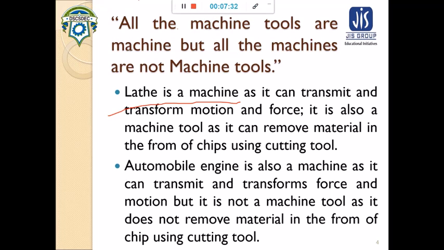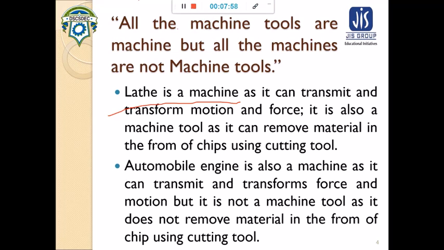But let us take an example of a machine, that is an automobile engine. In an automobile engine, what happens? The chemical reaction, the combustion, heat from the combustion will be converted to mechanical energy. So that means force and motion can be transmitted and transformed.